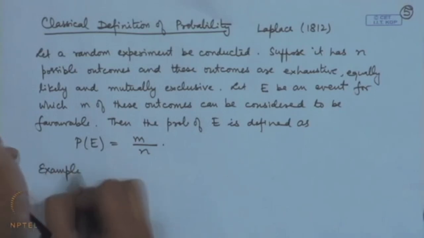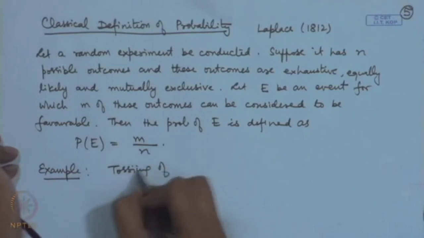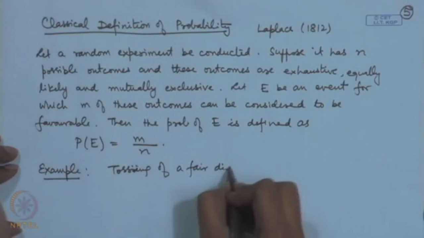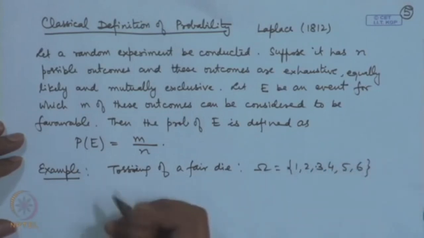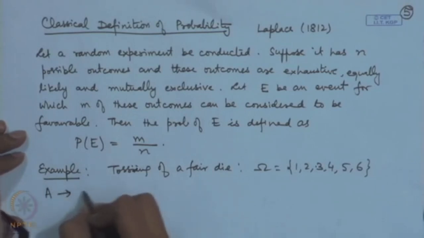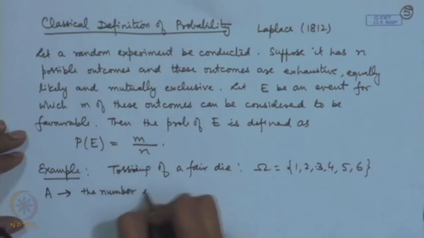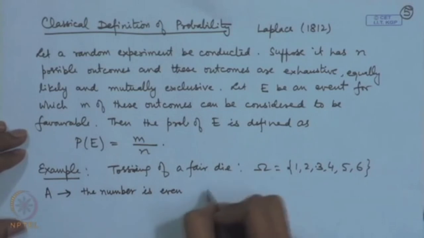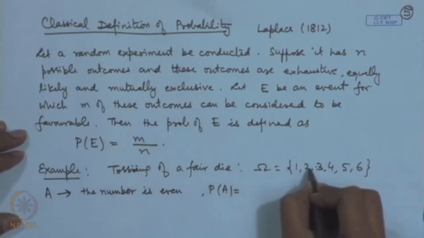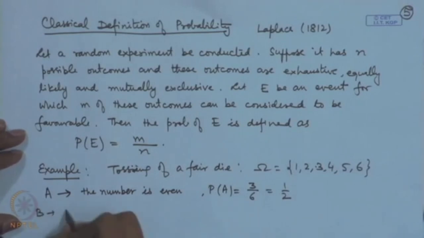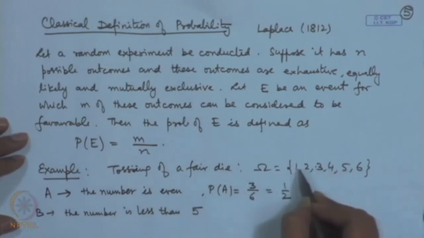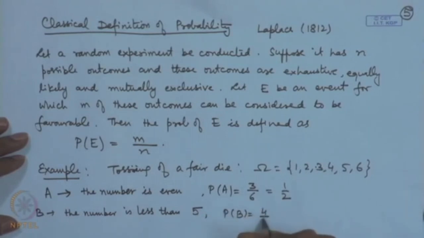Let us look at some very simple example. Say, tossing of a fair die. Your sample space consists of 6 possibilities and we associate say event A by saying the number is even. Now, if we want to find out the probability of A, then there are 3 favorable cases, 2, 4 and 6, total number of possibilities is 6. So, you get half. Suppose we say the number is less than 5, then number is less than 5 has 4 possibilities here. So, probability of B will be equal to 4 by 6, that is equal to 2 by 3.